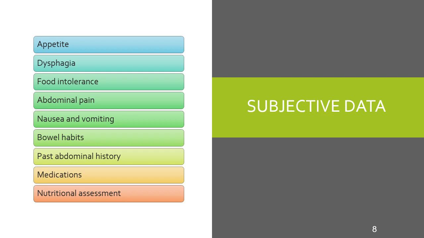You're going to collect your subjective data about the patient in terms of abdominal and GI tract. So you're going to ask about their appetite, any difficulty eating or swallowing. Do they have any food intolerances? Have they been experiencing any abdominal pain? Ask them about nausea or vomiting and when it occurs, or if it's with any specific foods. Ask them about bowel habits, and again, if it seems to be related to any specific foods. Past abdominal history, including diagnoses and surgeries, and then any medications that they take.